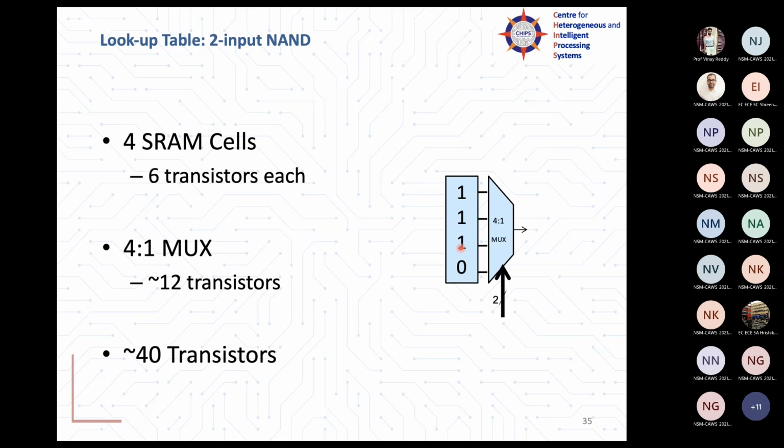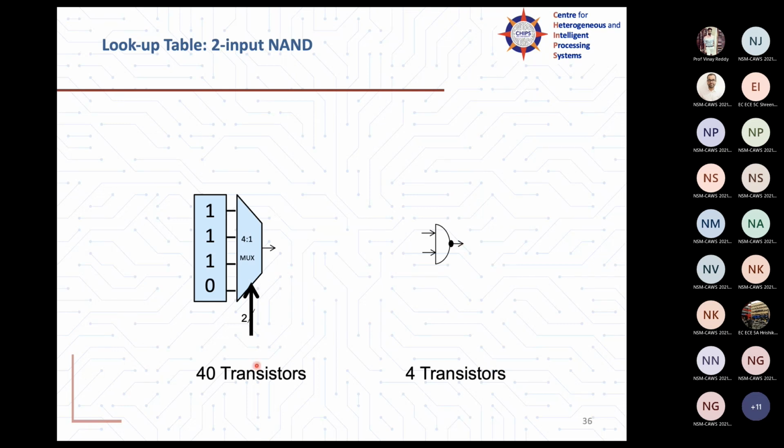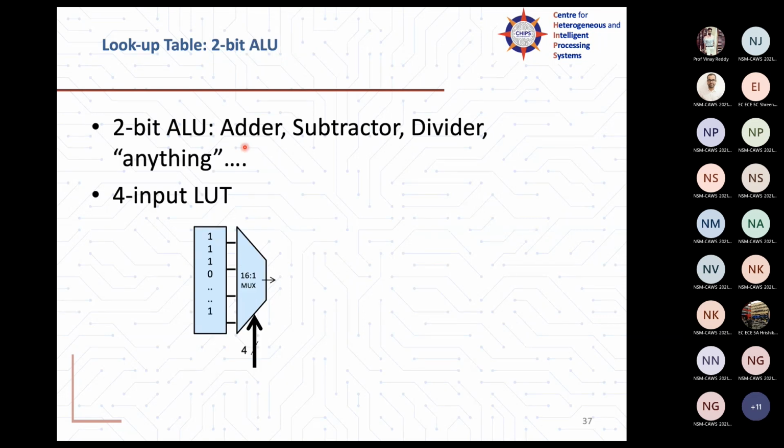Any 2-input gate. But at the same time, I know that my lookup table is now significantly bigger than what would have been on an ASIC. So a NAND gate would be roughly 40 transistors using lookup tables as compared to 4 transistors in a custom ASIC. And this is huge, but this single structure gives me extreme flexibility to behave as anything. It can be a 2-bit ALU, it can be anything. It can be an adder, subtractor, whatever. If I have a 4-input lookup table, I know I can implement any 4-input function.